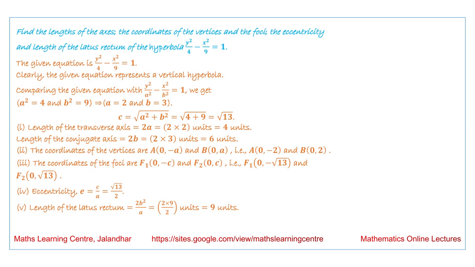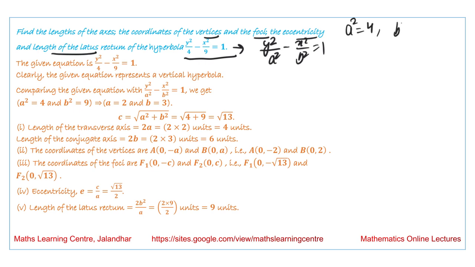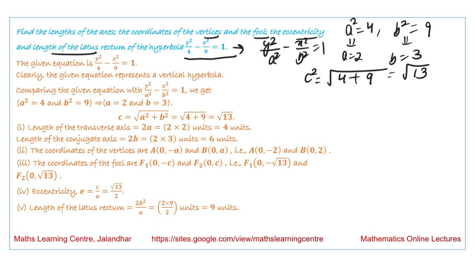Now next we have to find the lengths of the axes, the coordinates of the vertices and the foci, the eccentricity, and the length of latus rectum corresponding to this hyperbola. If we compare it with the standard equation, y square over a square minus x square over b square is equal to 1, this is a vertical hyperbola. So a square is 4 and b square is 9. This implies a is equal to 2 and b is equal to 3. So the value of c is square root of a square plus b square, which is equal to square root of 13. This is the value of c, not c square.